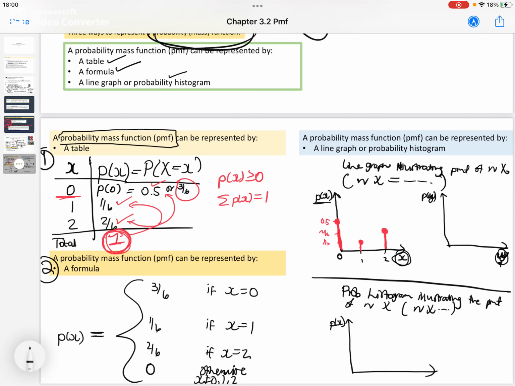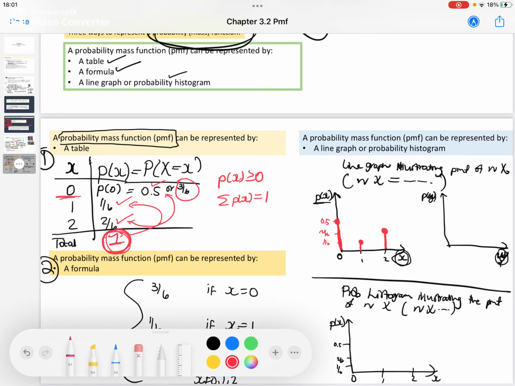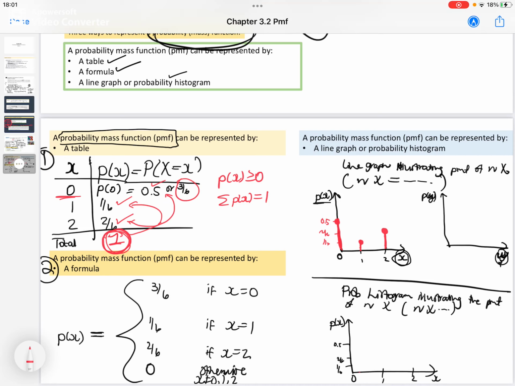Again, on the y-axis, I have P(x) because I am indicating the probability of observing certain values for random variable X. And on the x-axis, I'll have small letter x because I'm working with random variable X in this scenario. Okay, and we have possible values 0, 1, and 2. Now for a probability histogram, instead of drawing lines, we will be drawing bars or columns. So we have here 0.5, 1 divided by 6, 2 divided by 6, and your probability histogram will look as follows.